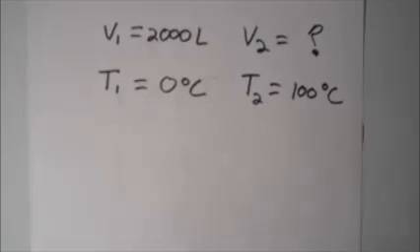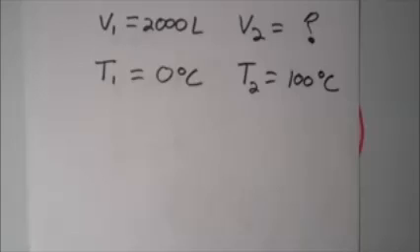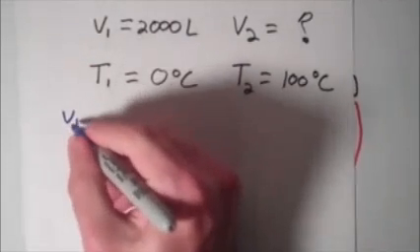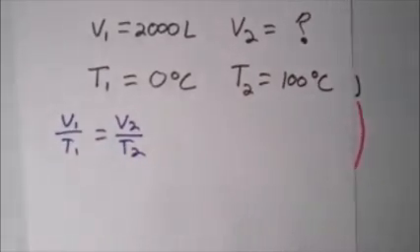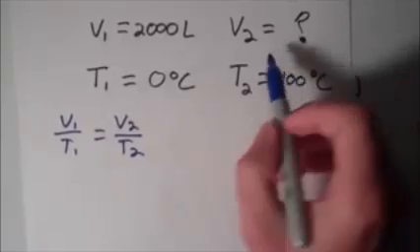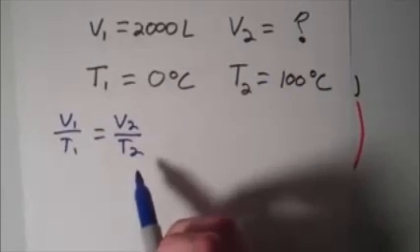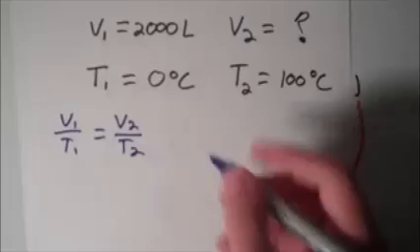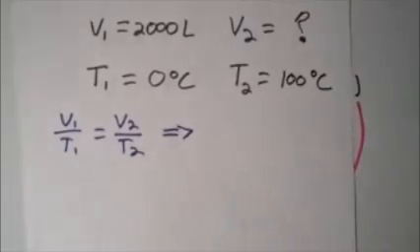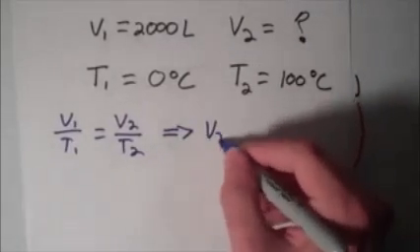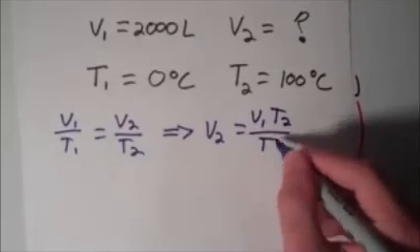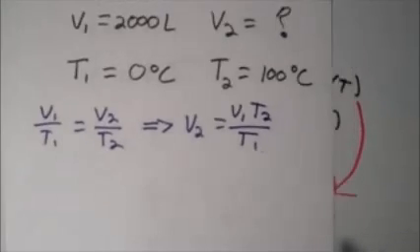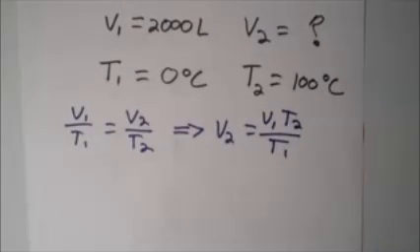So let's set up our equation. We have V1 over T1 equals V2 over T2. And our unknown is V2, that's the one that we need. So to get V2 all by itself, I'm going to multiply both sides of this equation by T2. And I'll end up getting that V2 is equal to V1 times T2 over T1. And now it's just a matter of plugging in the values.